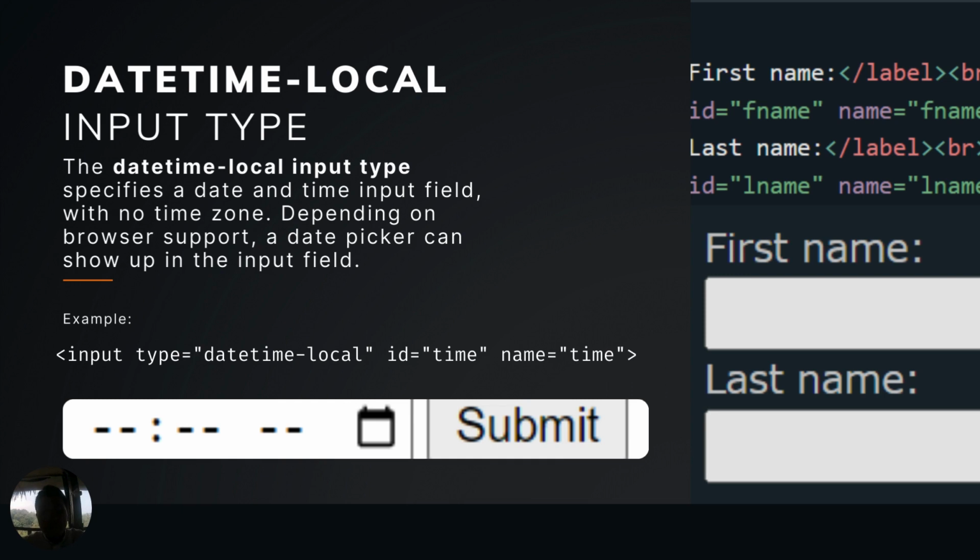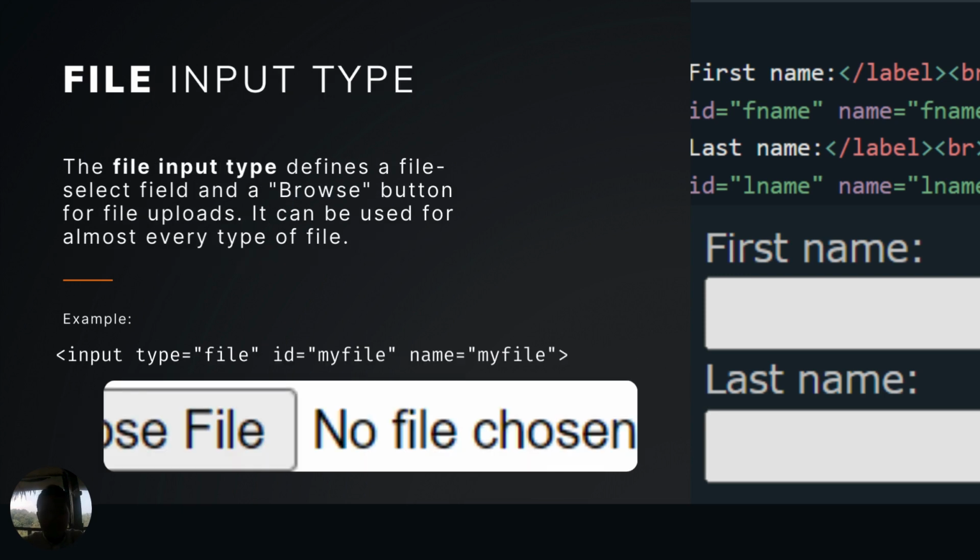Next, we have the file input type. The file input type defines a file select field and a browse button for file uploads. It can be used for almost every type of file. As you can see here, choose file. So how to make it is just by typing input with the type property file and the ID and name.